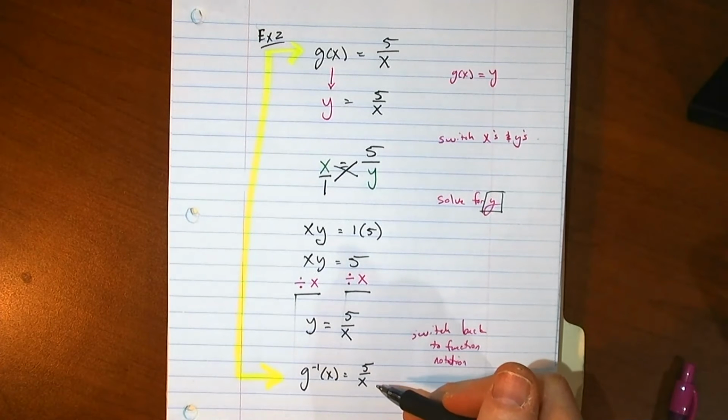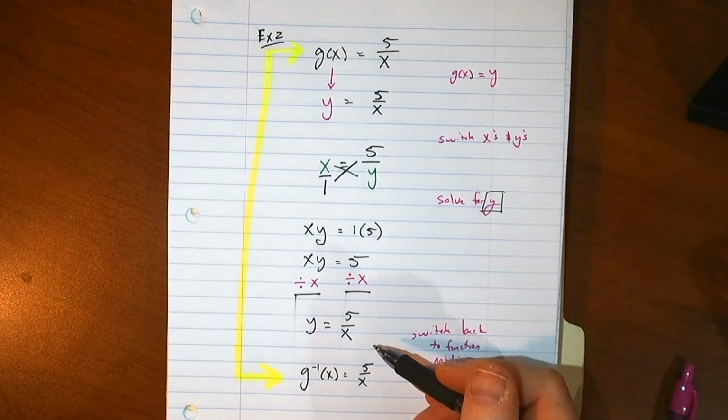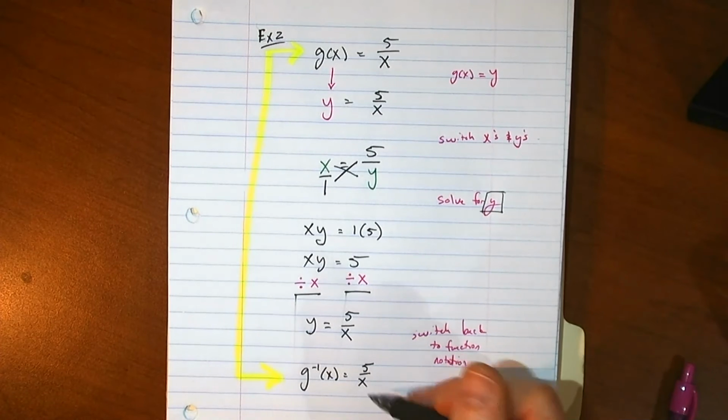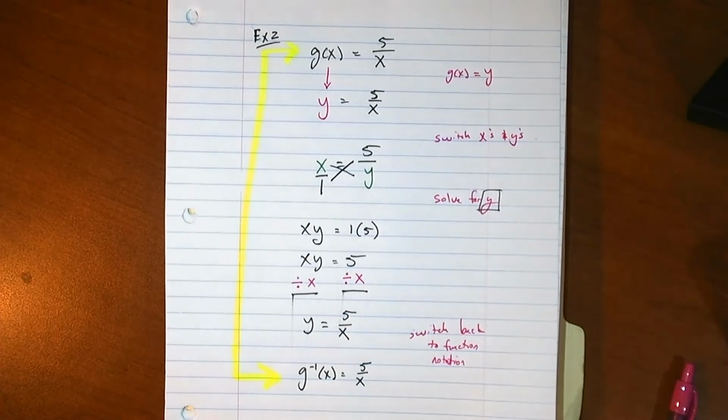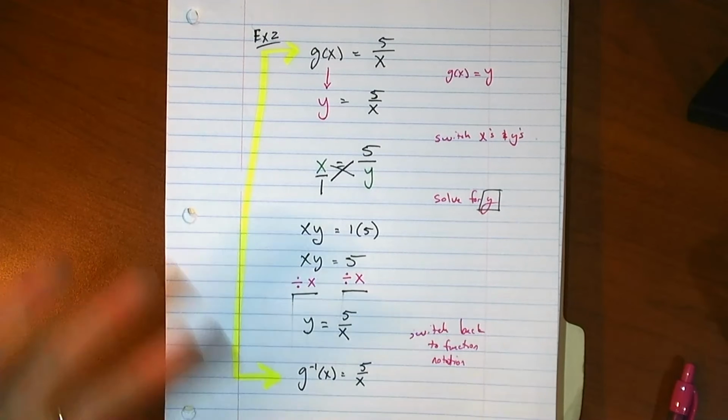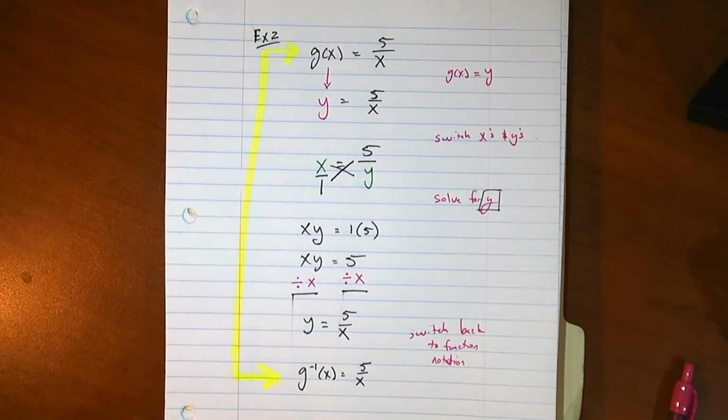In other words, this function cancels itself out. If I were to put 5 over x into the function 5 over x, they cancel each other out. It's kind of funky. It's sort of weird. It's something we've never seen in our class before. Now, I will say this does not happen for every single rational function, but it obviously happens with this one. And so we need to watch for that and be prepared for that when it does occur.